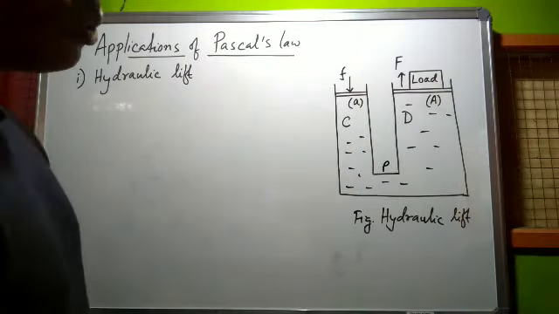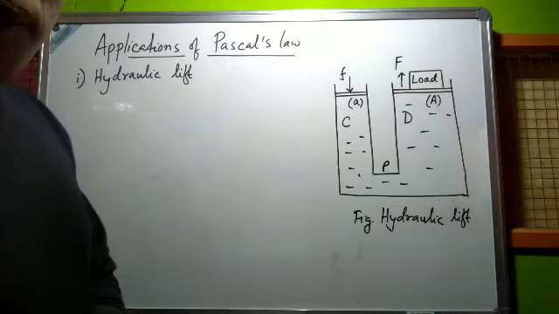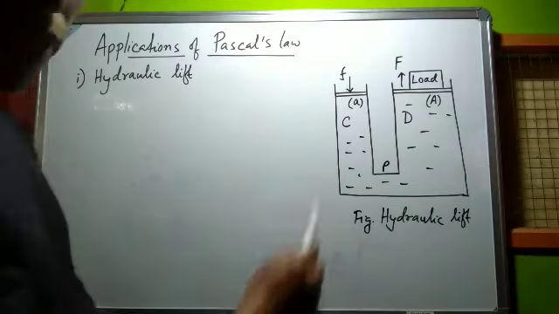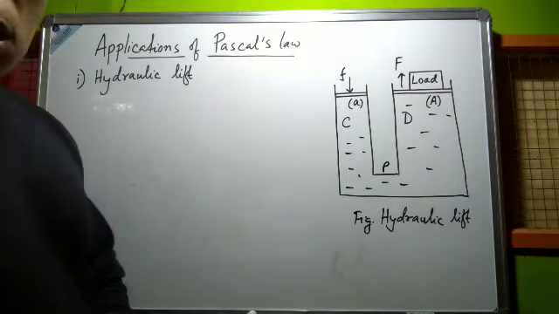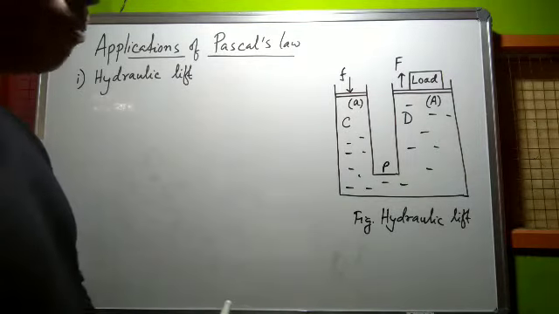So here small a represents the area of cross section of cylinder C, and capital A represents the area of cross section of cylinder D, such that capital A is very much greater than small a. The two cylinders are connected by a pipe or a tube.